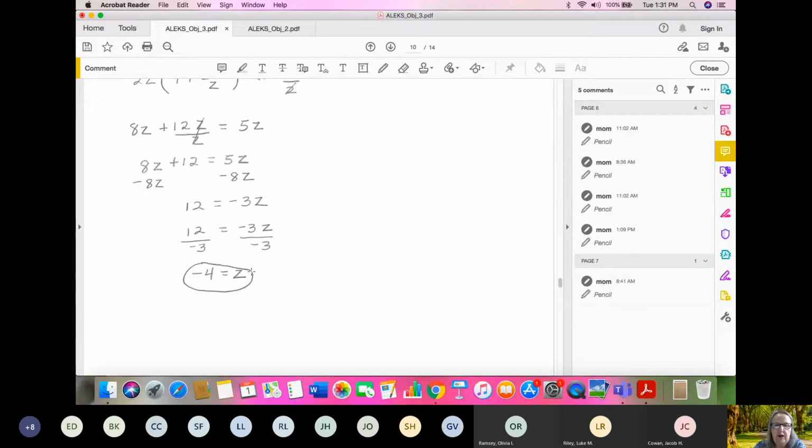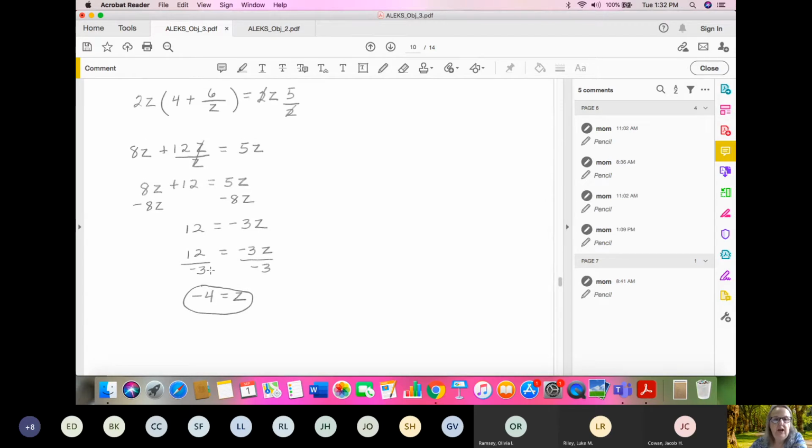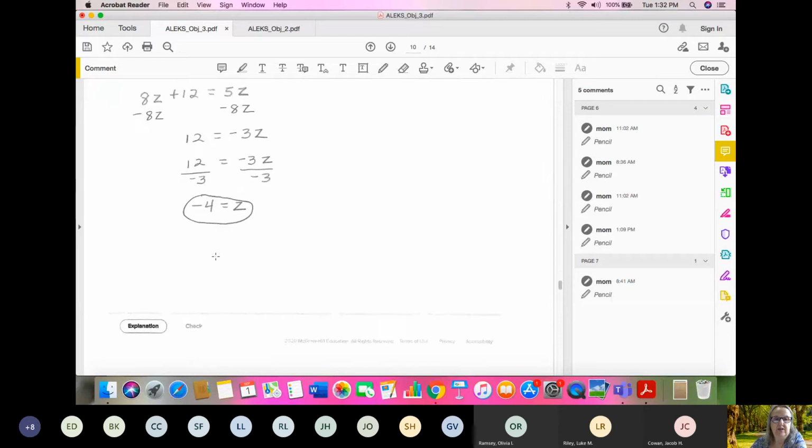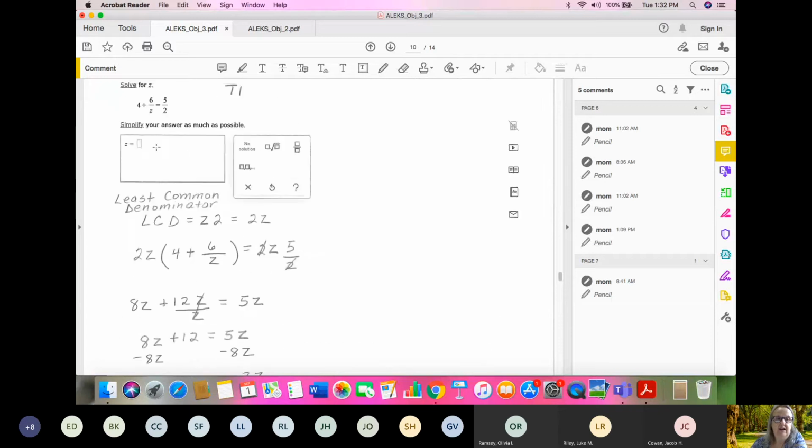It's important to understand why we do the operations we do. It helps us retain and get correct answers. So that's what we have on this side, and then we have positive over negative is a negative, and then we have 12 divided by 3, which is 4. So we want to go and check that -4 to make sure our denominators are not 0. If we plug -4 in for z, that entire denominator is -4, which is not 0. So this is our answer. -4 is our answer. -4 goes up here in the box.